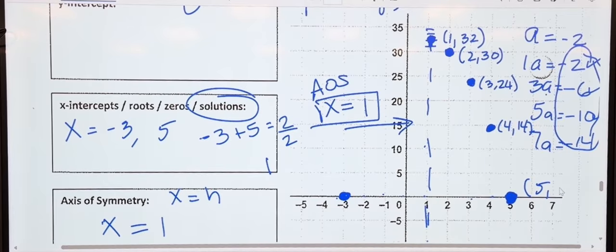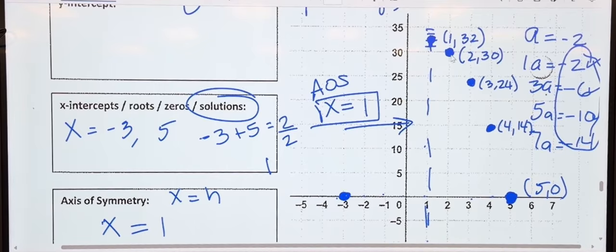5, 0. Everybody good? Now I only got one side of my parabola. I need the other side of my parabola. So what do I do? I'm going to reflect. I'm going to use those points to reflect, right?